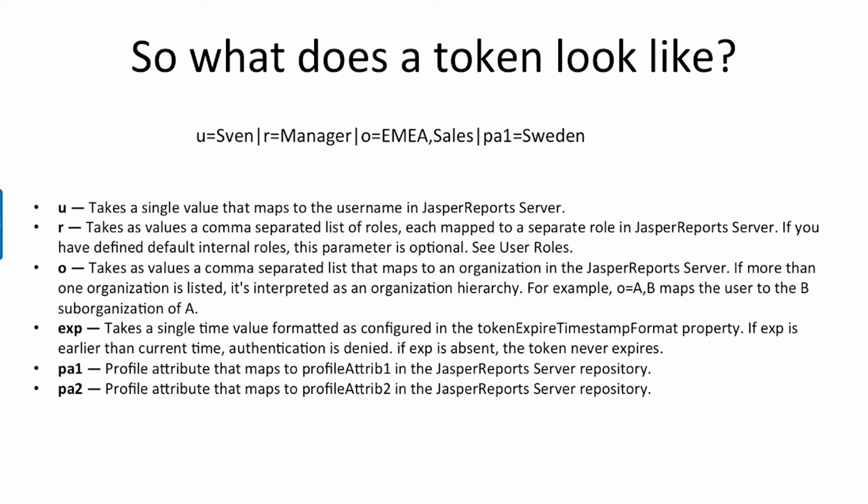The U parameter takes the username. R takes a comma-separated value for all of the roles that you'd like to send in that are attached to this user. O takes the organization that the user is part of. It can actually take a list and it will create a hierarchy based on the values sent in. EXP is used to send in the expiration time to avoid the token from lasting forever. The PA1 will map a profile attribute that will be assigned to the specific user. Any number of profile attributes can be assigned and placed inside of the token. You will see all these used in just a moment, which might help you better understand how this works.